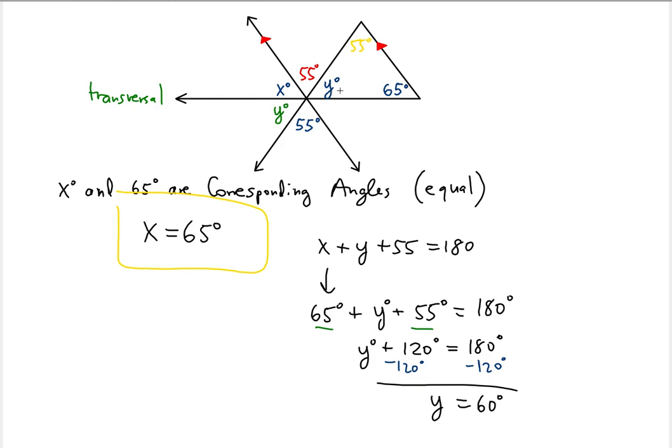So you can check the y value using the fact that the sum of these three is equal to 180 degrees. Right? So 55 plus 65 plus 60 should give you 180. And precisely that will be true. So y of 60 degrees is absolutely correct and makes sense.